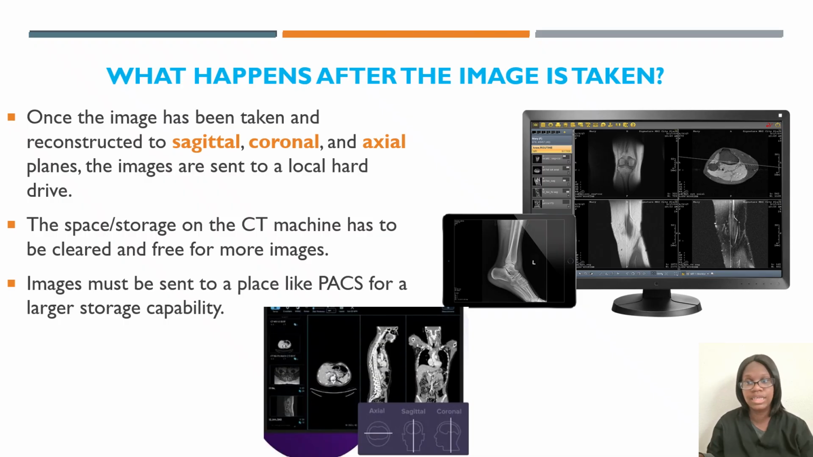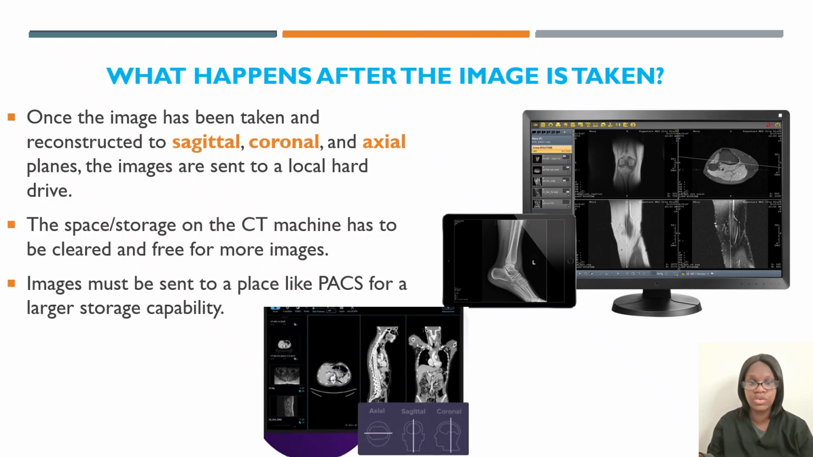So after the CT image is taken, we are going to reconstruct it, and we'll reconstruct into either a sagittal, coronal, or axial plane. But a lot of times, whatever computer or CT machine you're working on, it automatically does it. So whenever you have done your reconstructions or the computer has, the images are sent to a local hard drive. What CT machine do you all work on? Can you put it down in the comment box? I've worked on GE and Siemens. I started training on GE, but I've used both.